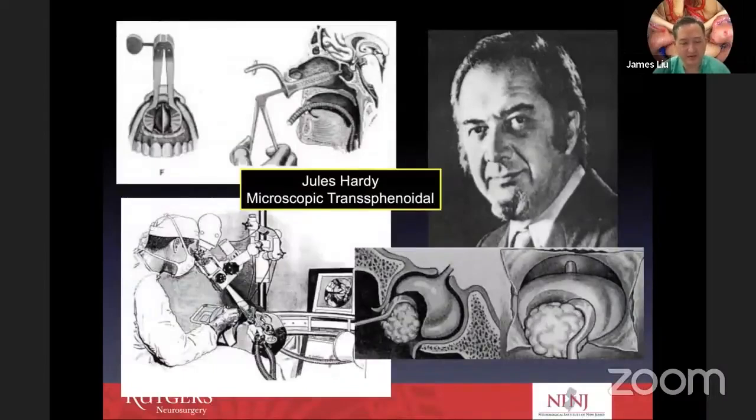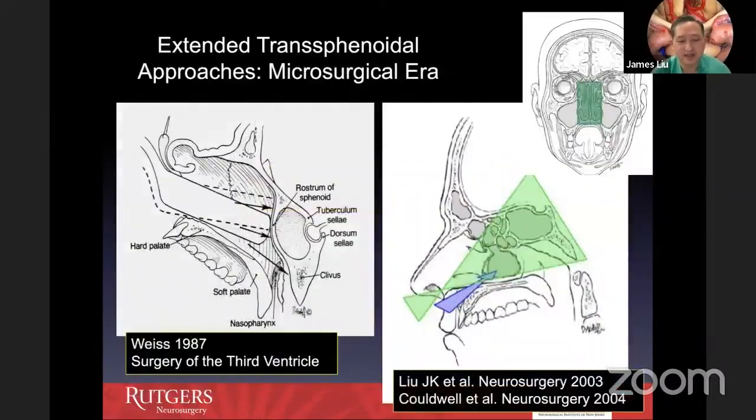And Jules Hardy was credited with introducing the microscope, which allowed much better visualization that allowed him to see the planes between the tumor and the normal gland to do what we call selective adenomectomy and preserve the normal gland, as you would do in Cushing's disease. Later on in the late 80s, Professor Martin Weiss from USC introduced the concept of the extended transsphenoidal approach, where you would move the speculum to various corridors to get either to the suprasellar or infrasellar clival region. And these were done with a microscope.